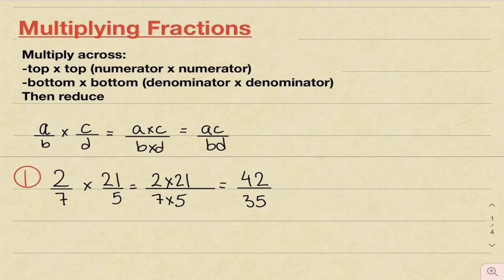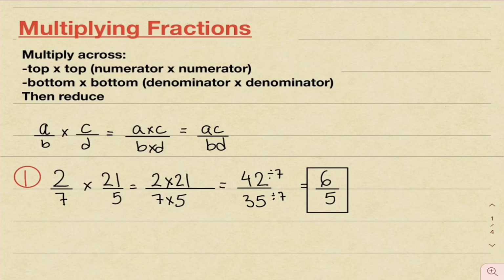Now we're going to have to reduce this. What is a number that goes into 42 and 35 evenly? It's 7, right? So we can divide by 7 top and bottom. 42 divided by 7 is 6. 35 divided by 7 is 5. So the answer is 6 over 5.